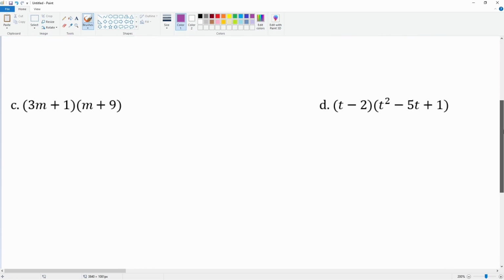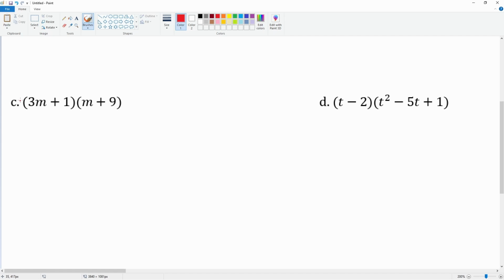Let's look at C and D here. Notice this is the same thing as before. 3m times m becomes 3m squared. Then you have 3m times 9. This becomes 27m. 1 times m becomes 1m. And then 1 times 9 becomes 9.